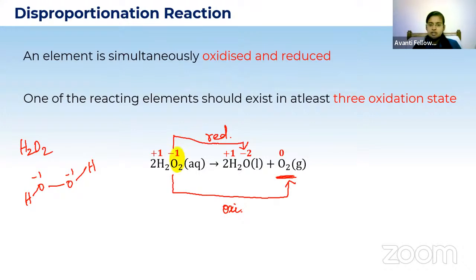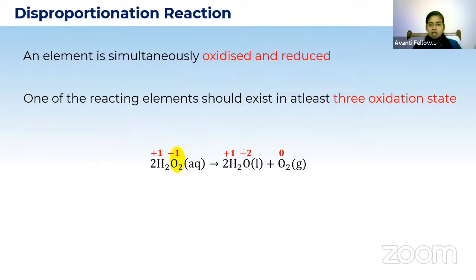So in the first case, the -1 of oxygen is getting converted to -2. And in the other case, it is getting converted to 0. Oxidation and reduction take place simultaneously. Clear? One element should have 3 oxidation states. One should get oxidized and the other one should get reduced.